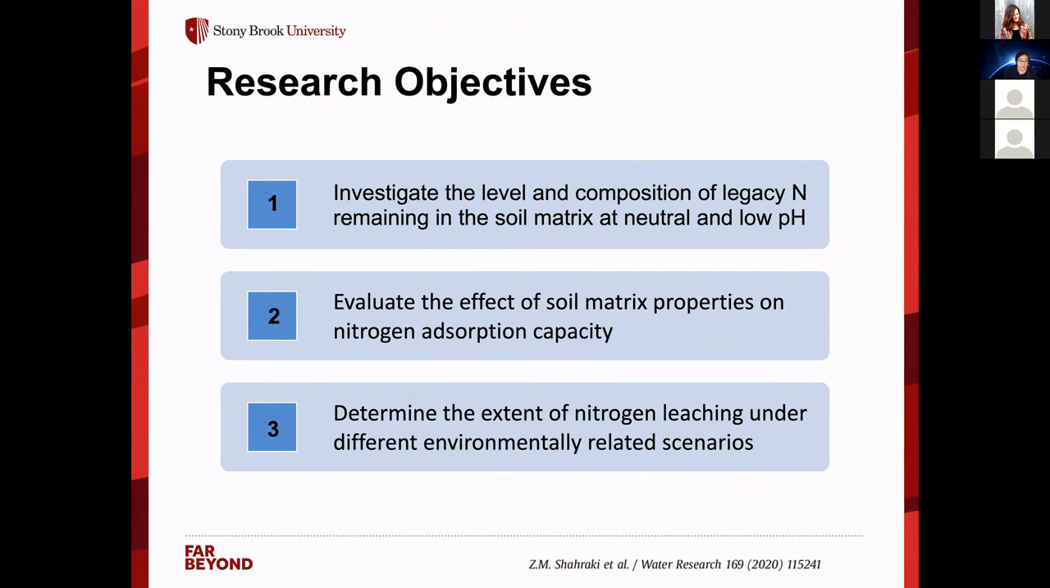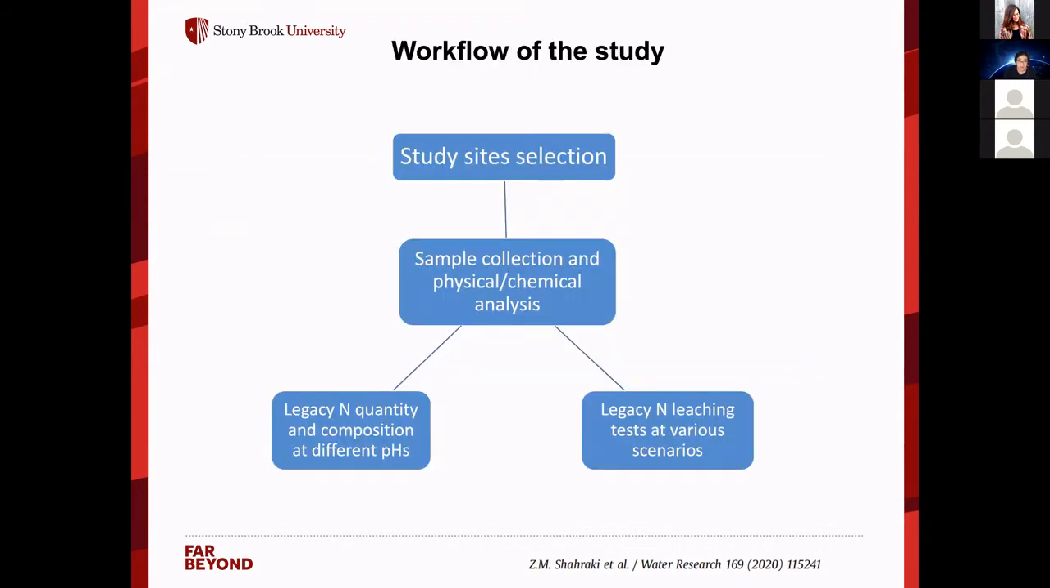Based on these 3 research objectives, here is a summary of the workflow of the study. At first, we identified 2 study sites, and at each site, we collected soil coring samples and conducted physical and chemical analysis. Based on the information, we further evaluated the leaching nitrogen quantity and composition at these 2 different sites, and we conducted leaching experiments to estimate the leaching nitrogen leached from the 2 sites at different scenarios. In the following slides, I'm going to describe each of these parts.